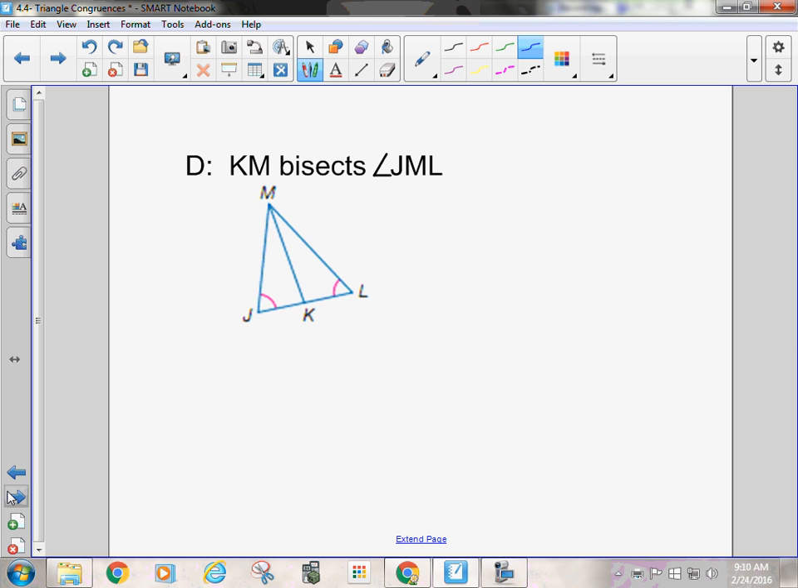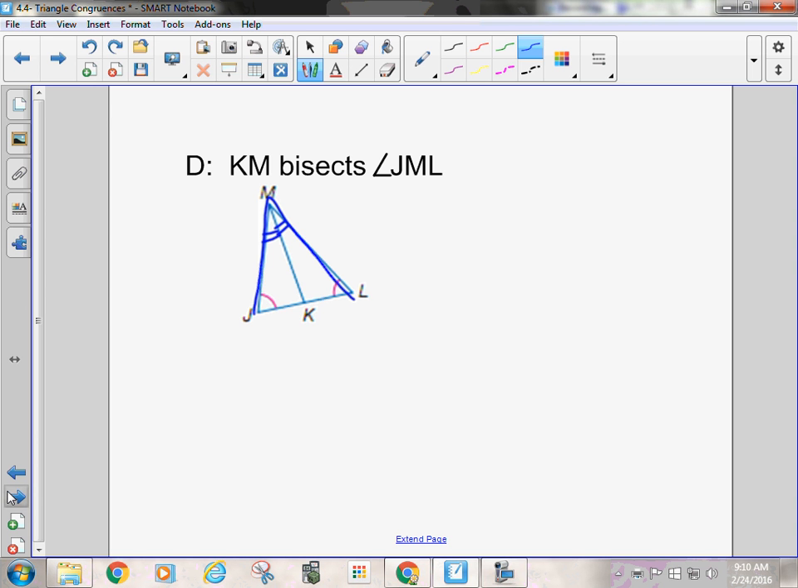KM bisects angle JML. So angle JML that we see here, and if it bisects, I can mark it because bisects means it splits it into 2 even angles. So that's good. Is there other information we know? Some of you are going to say JK and KL are congruent, but we don't know that.